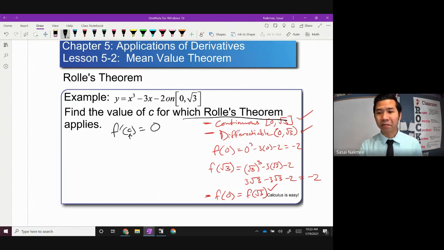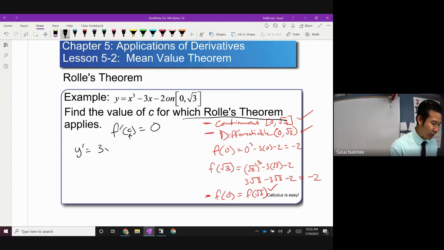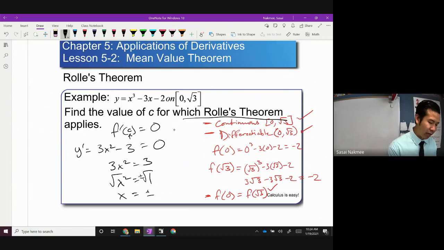Finding that point, that's not even calculus. That's now your algebra skills being tested, right? So I need to find the derivative. y prime is equal to 3x squared minus 3. I can say that this has to equal 0 at some point, and we just solve this out and see where it equals 0. So 3x squared is equal to 3. x squared is equal to 1. Taking the square root of both sides, it becomes plus or minus, so x is equal to plus or minus 1.